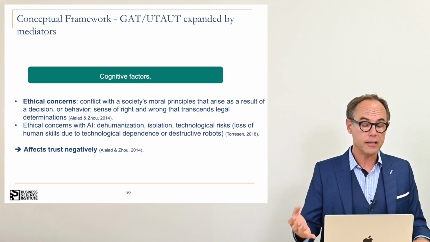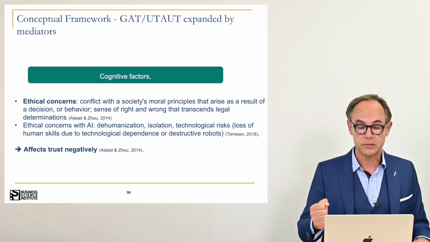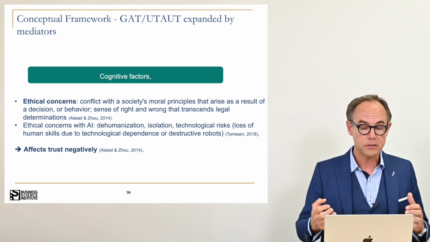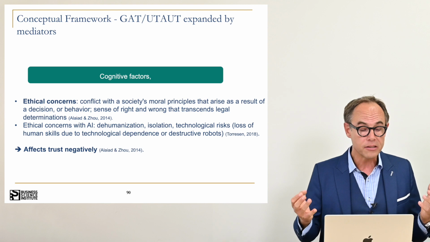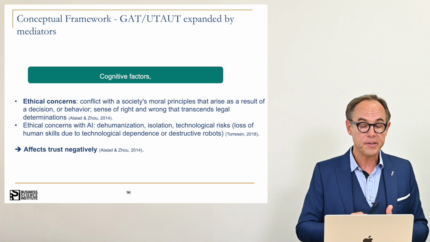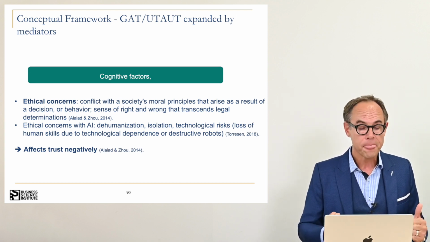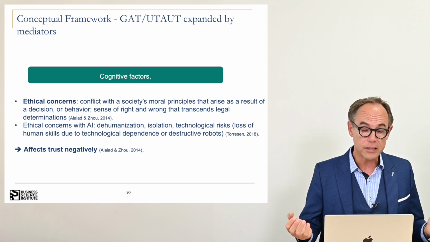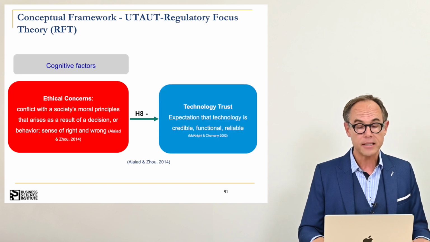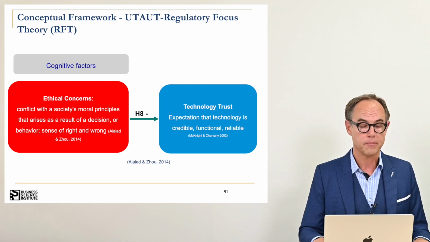And we have the ethical risks or concerns, which are the conflicts with the society's moral principles that arise as a result of decision or behavior, which is a sense of right and wrong that transcends legal determinants. Ethical risks of AI are clearly dehumanization, isolation, technology risks, loss of human skills due to the technology dependence, and destructive robots. And these ethical risks should negatively impact technology trust, which is again conceptualized and shown in the literature.